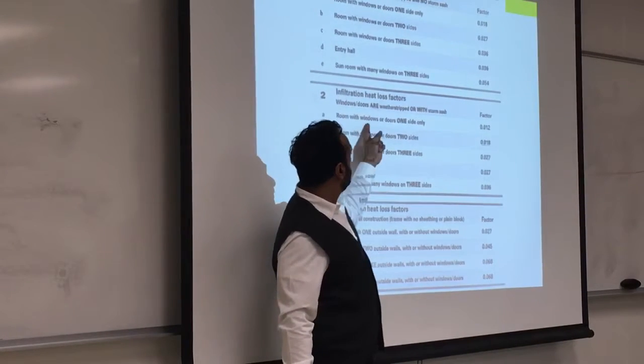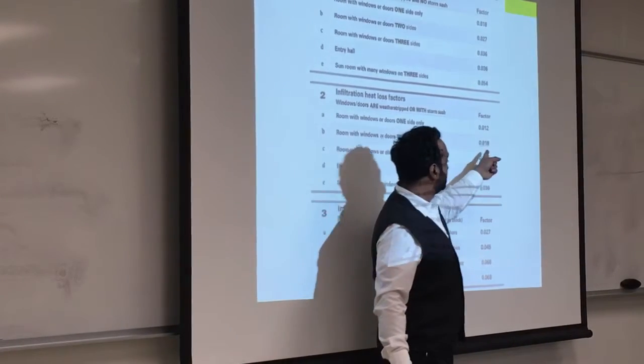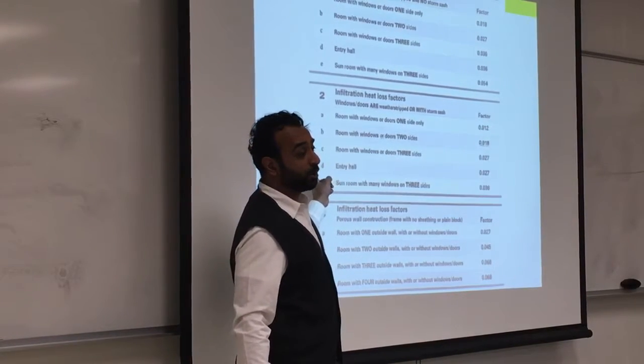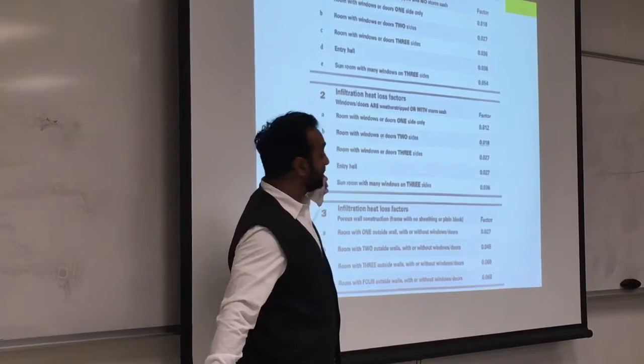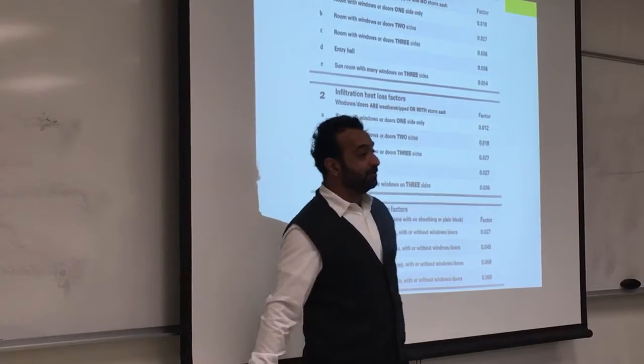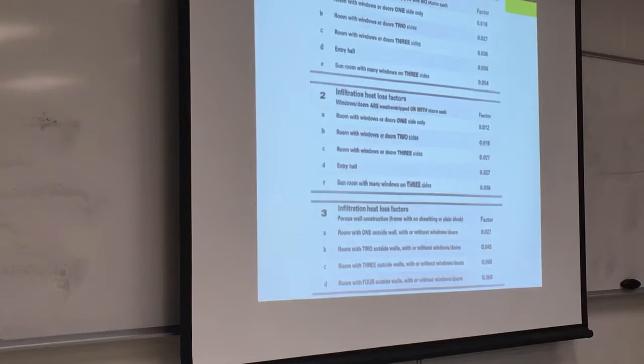And if you look at it, room with windows or doors, one side only, you're going to put that factor in. Two sides is this factor. Three sides, and so on. Entry hall, because it has a big door in it and is open to the outside, it's going to be 0.27. And sunrooms, 0.036. You put that in the first column, volume, DTD, boom, we're done. So what are the rest of the factors down the line? That's going to be transmission. No, you don't. It's just one. Questions?